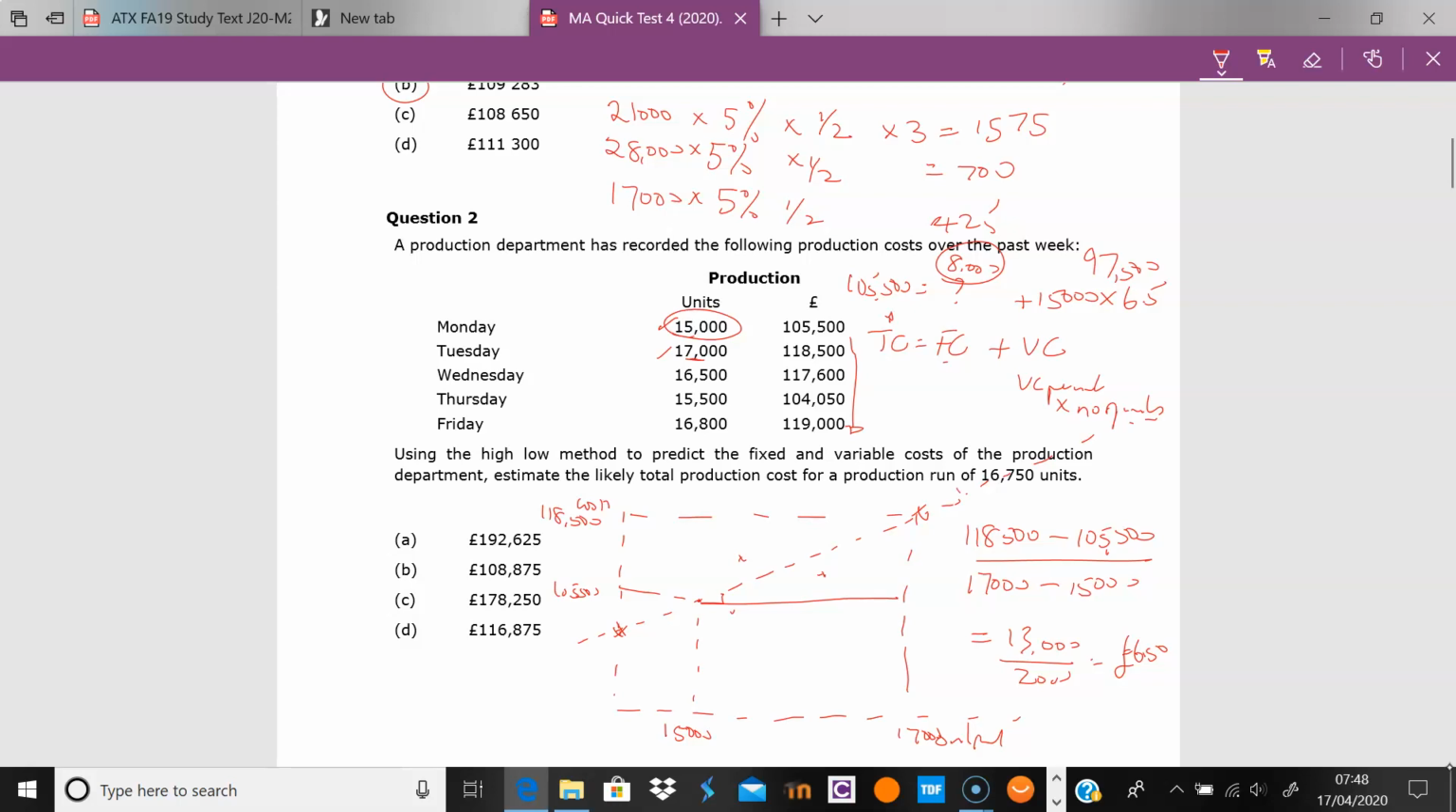Now the question says, what's happening here? Can we extrapolate? But we're not extrapolating. There was the term interpolating, or looking inwards. What's happening at 16,750? At 16,750, I can tell you what the variable cost is, because that's 16,750 times £6.50, and I can tell you what the fixed costs are, which is 8,000. So add the two together. 16,750 times £6.50 is 108,875. Slap on the 8,000, and that takes you to 116,875. Cool, great stuff. So that's question 1 and 2.